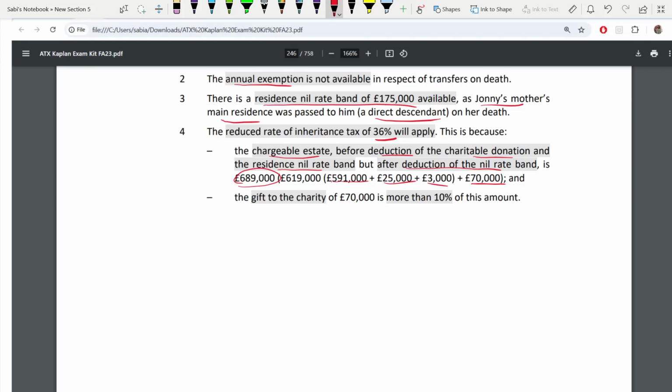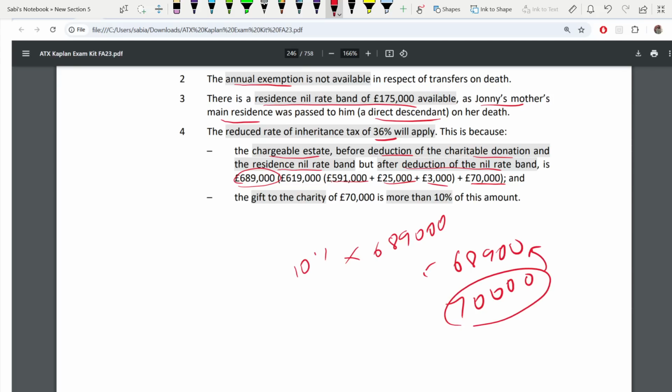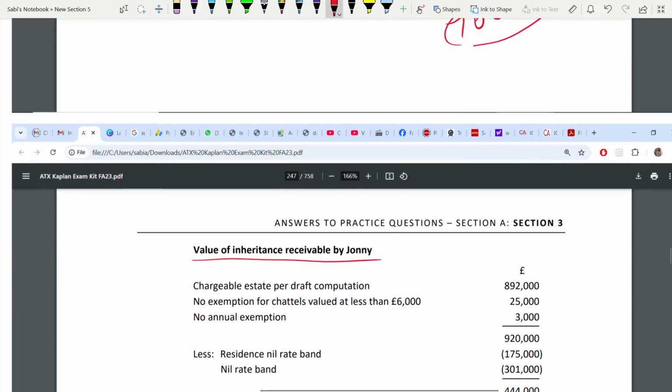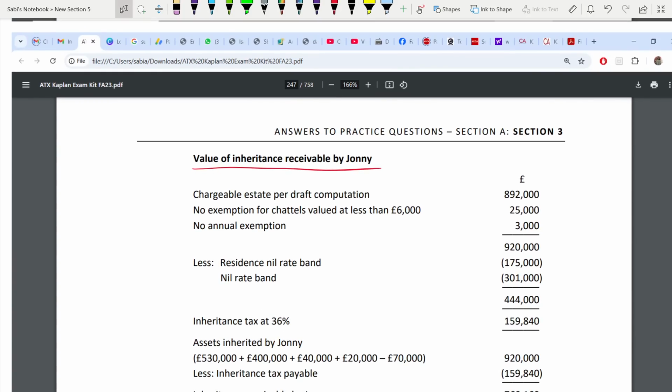Now the value changes. Take 10% of 689,000. It is 68,900. And you are leaving to the charity 70,000, which is more than 10% of the baseline amount. That's why gift to charity 70,000 is more than 10% of this amount. Therefore, the reduced rate of 36% of inheritance tax will apply. Very simple. Everything is done. Straight away, go to your calculation.